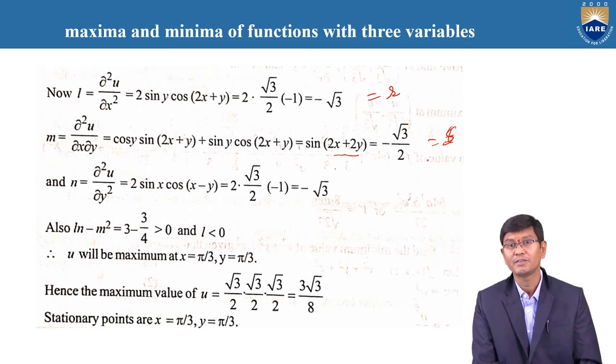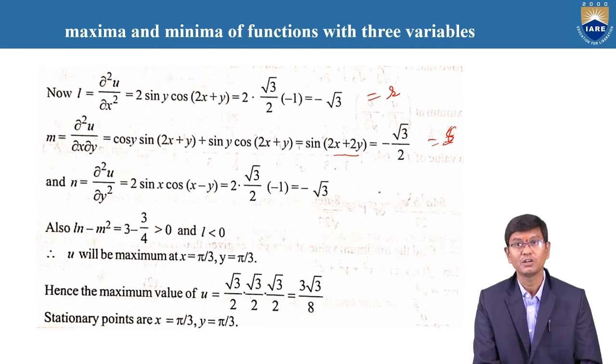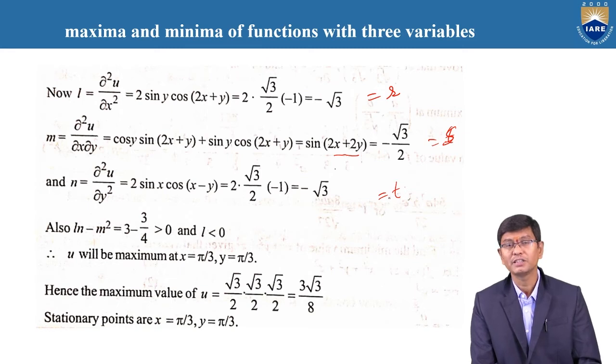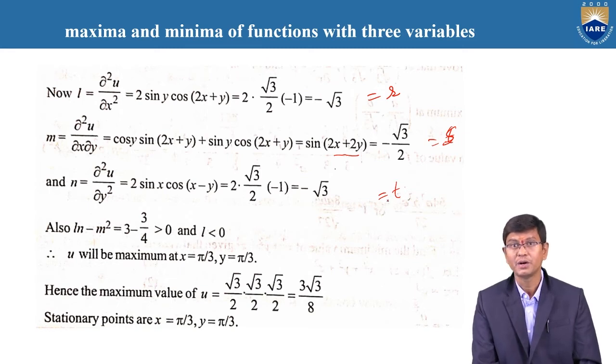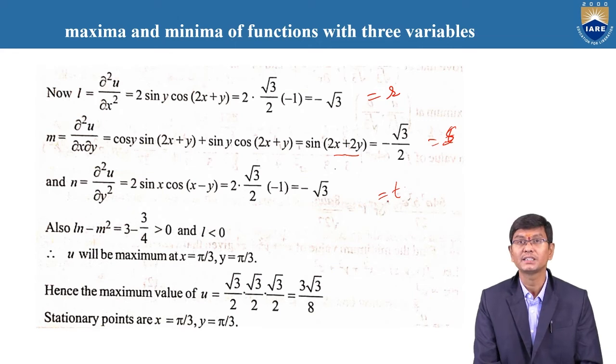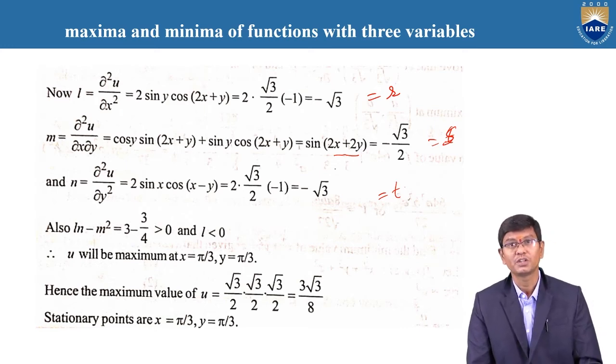Similarly, we need to find out what is the N value. N is del square u by del y square, that is partially differentiating del u by del y with respect to y. Therefore, the value is 2 sin x into cos of x minus y. Once again, replacing x is equal to pi by 3 and y is equal to pi by 3, that is 2 sin pi by 3 and cos of 0. Therefore, the value is 2 into root 3 by 2 and again 1, so the value is root 3.